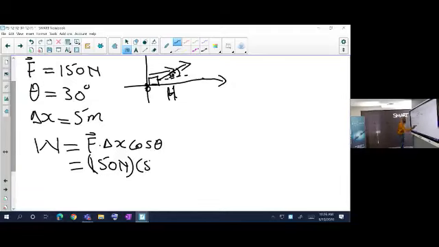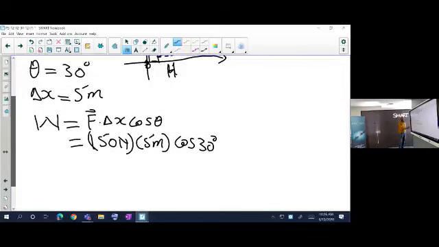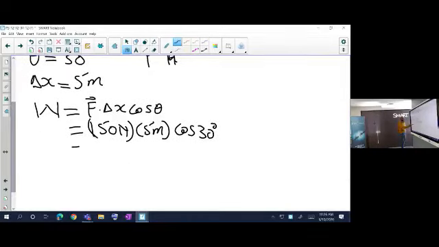We have 5 in meters. We have cos 30. Obviously, I told you that we're supposed to have some of the gadgets that you are just going to use. Calculator is one of them. Now I need you to have this answer. I can just work it out for you.